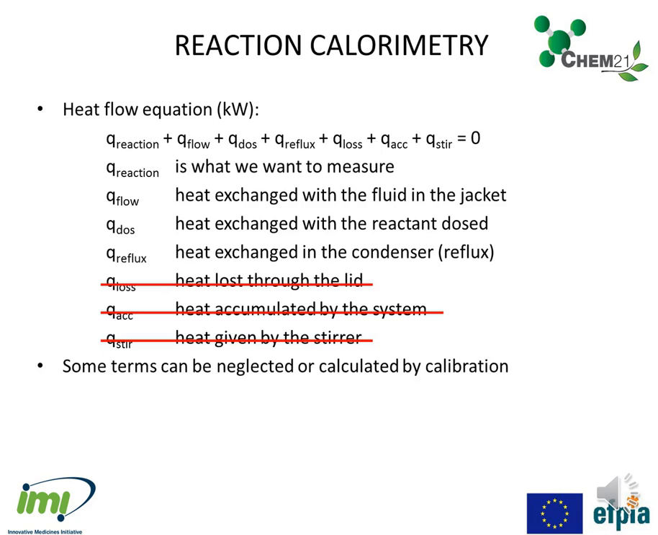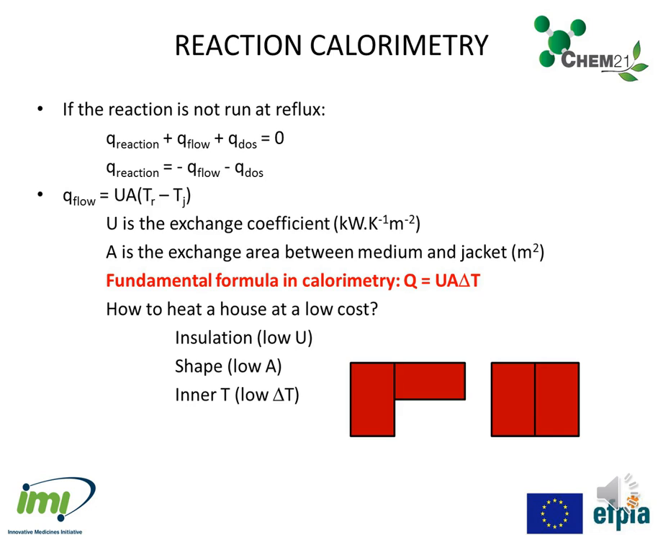Generally, the last three terms can either be estimated during the calibration or can be neglected. Also, the term Q reflux is eliminated if there is no reflux. So in the end, it is quite simple. Q reaction is equal to minus Q flow minus Q dose.